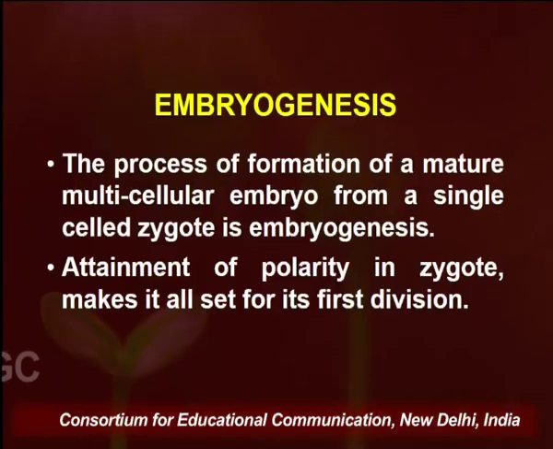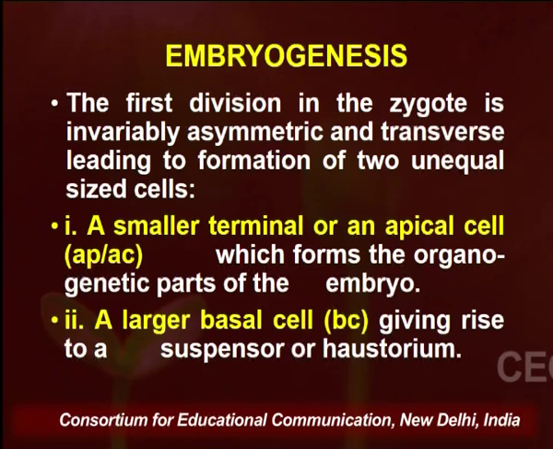So, what have you understood? We talked about the zygote and then we talked about the formation of an embryo. The entire process of formation of a mature multicellular embryo from a single-celled zygote is what we call embryogenesis. Attainment of polarity in the zygote makes it all set for its first division. The first division in the zygote is invariably asymmetric and transverse, leading to the formation of two unequal-sized cells.